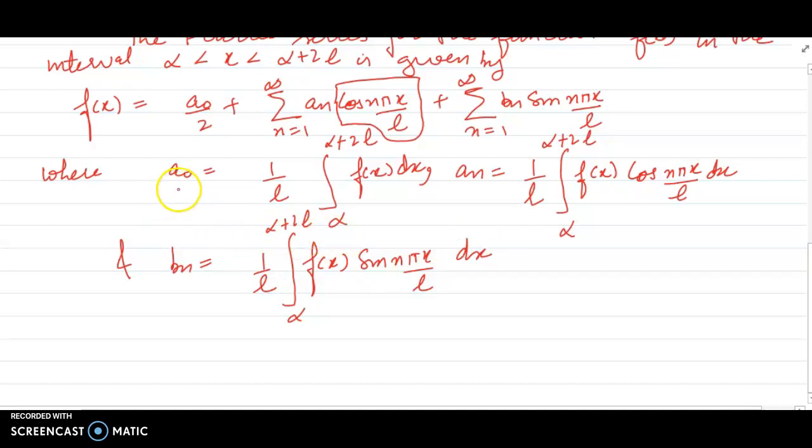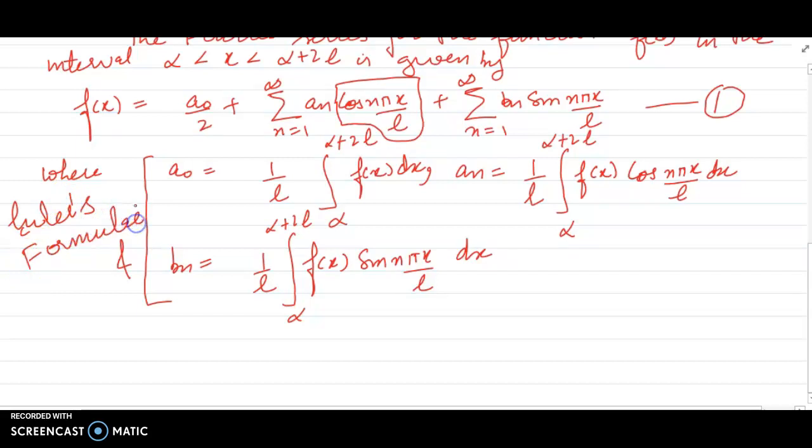Once you have the values of a0, an and bn, substitute them in equation number 1. This will give you the Fourier series for the function f of x. These values a0, an and bn are called Euler's formulas. From the same we can generalize different cases.